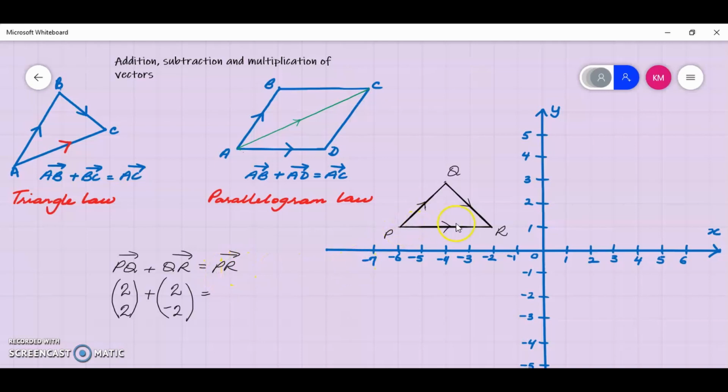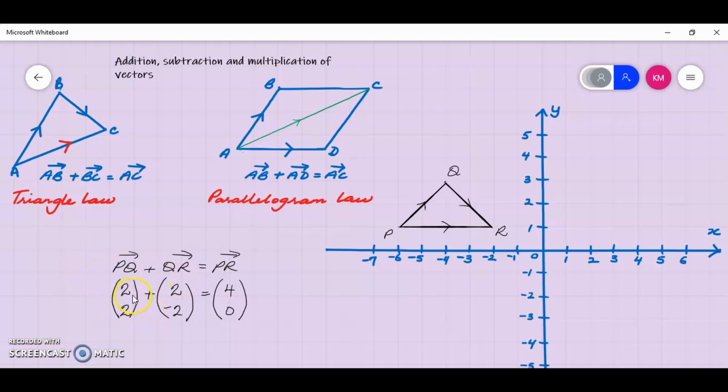How did I get from P to R? I would have to move 1, 2, 3, 4 spaces to the right, and I am not going to move either up or down on my y-axis. So that is represented using the vector 4, 0.